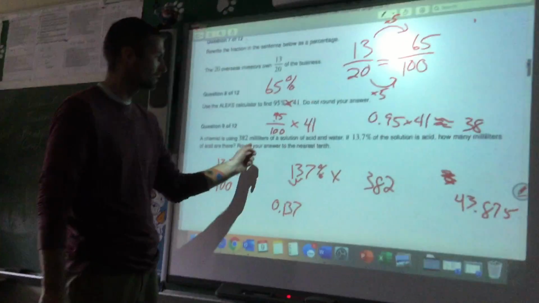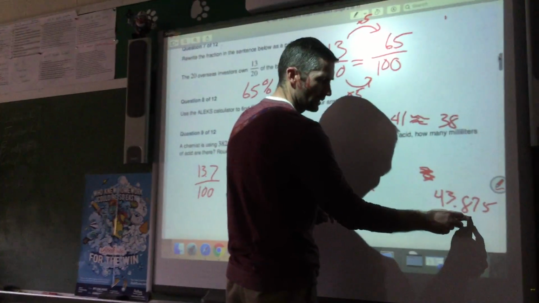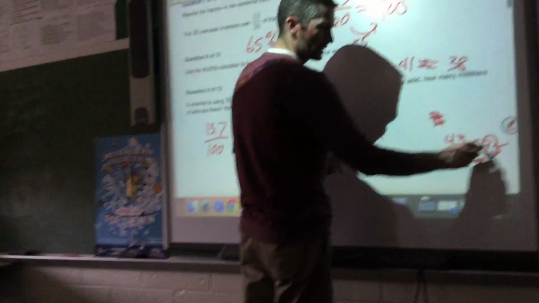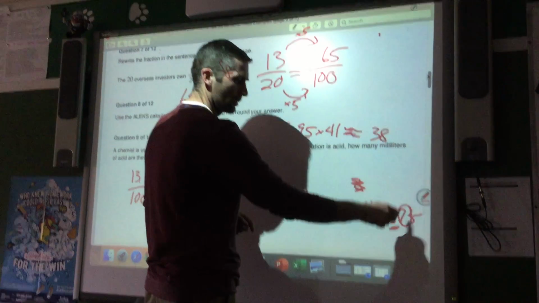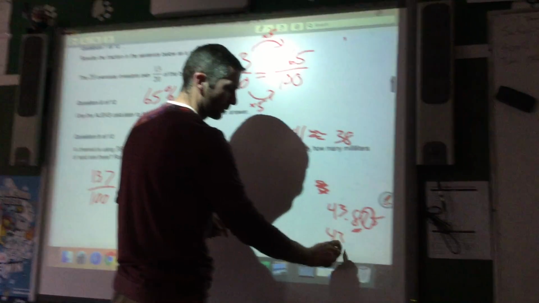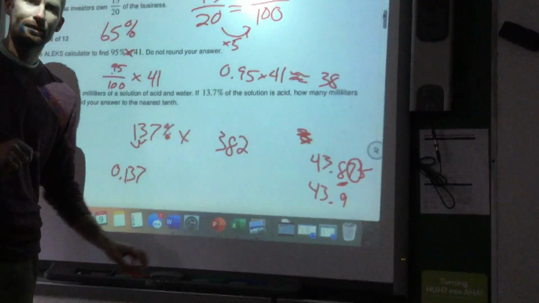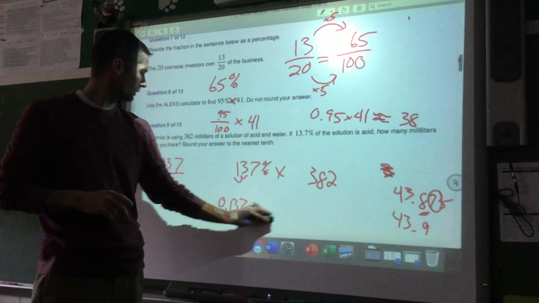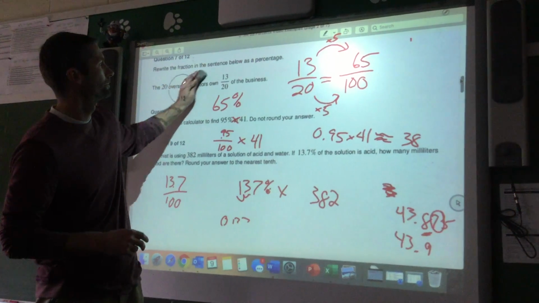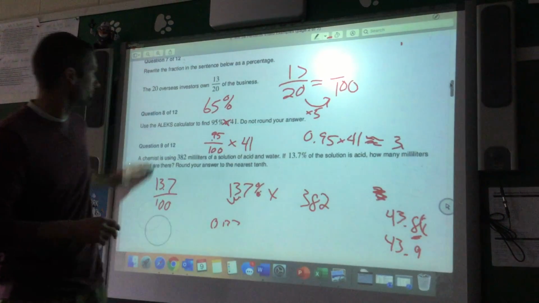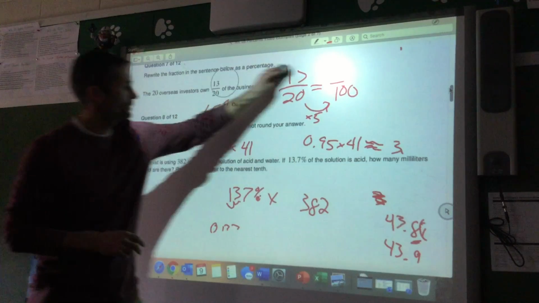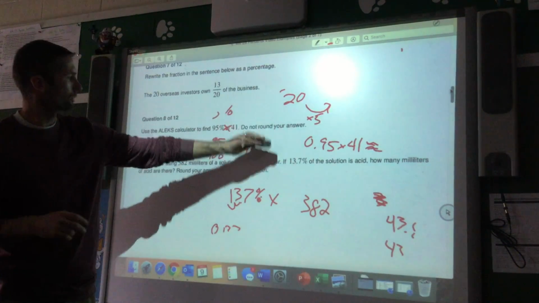Now it says round to the nearest tenth, so I'm rounding to this. So I got to see if the 7 makes it stay an 8 or go up. Makes it go up, so my answer would be 43.9. That's not the real answer. I just did it without a calculator and gave you an estimate of what it should be. Okay, that's questions. Question 9. 3 more to go.